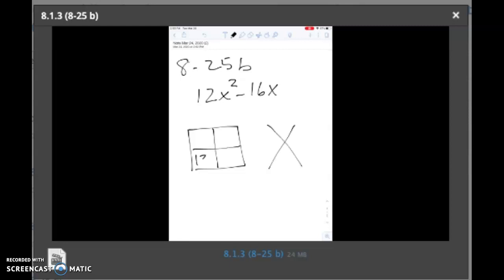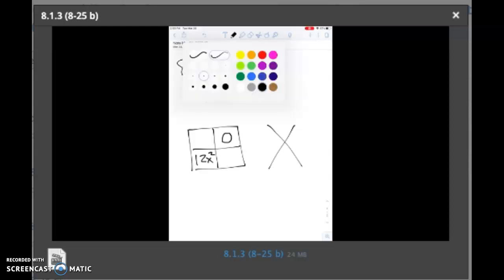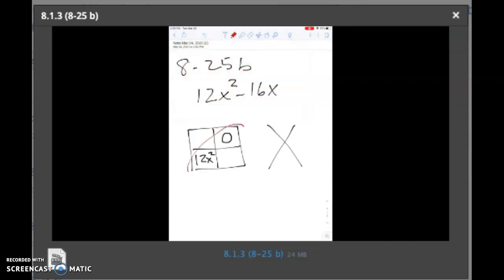So again, my x squared terms always go in my bottom left-hand corner. My ones, I don't have any. They go in my top right-hand corner. So I don't have any, so I have 0 ones. So I'm going to go ahead and multiply those two terms together to get the top of my diamond. So 12x squared times 0 gives me 0x squared terms.